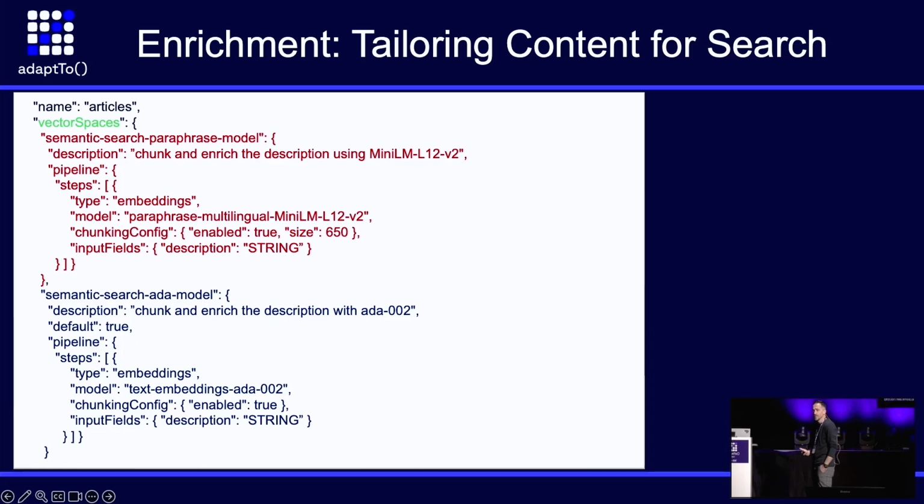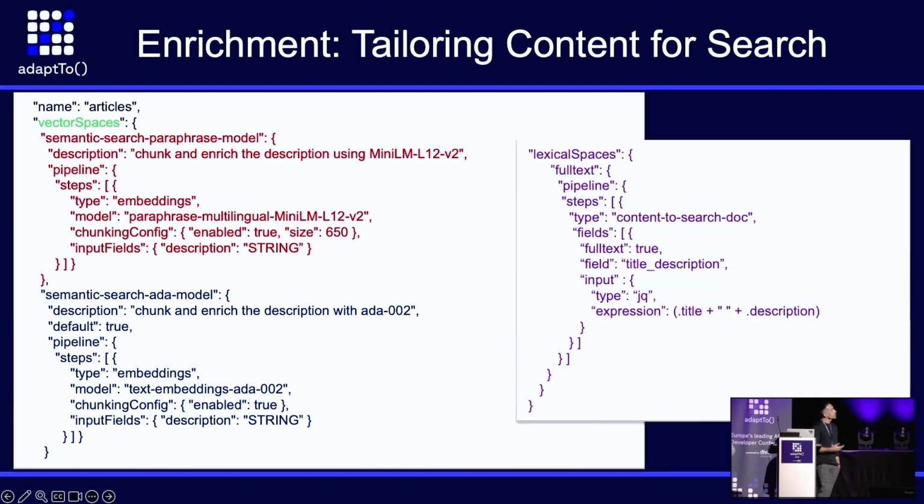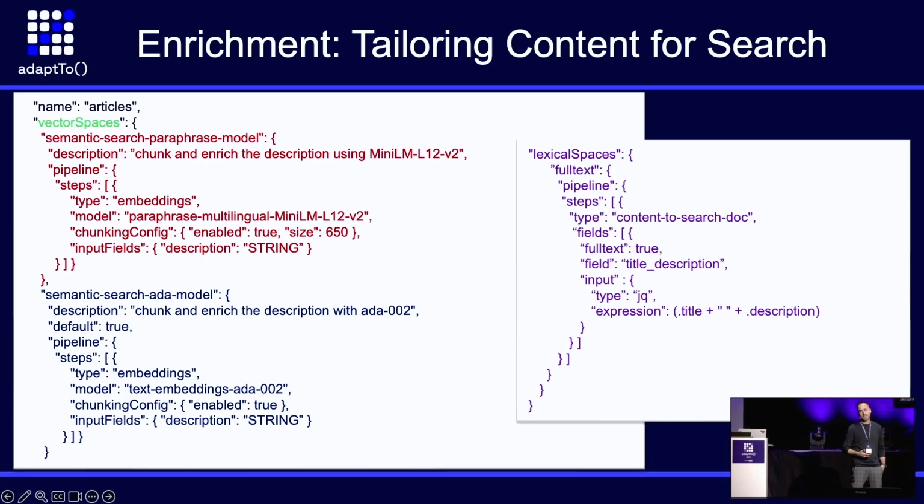Why do we want to do that? Several reasons. We want to run an A/B test, or perhaps we want to cover different use cases that might benefit from different models. One model might be good at short-term queries, while the other model might be better at capturing wider semantics. Then we can also define lexical spaces, and here is where the similarities with index definitions are very close.